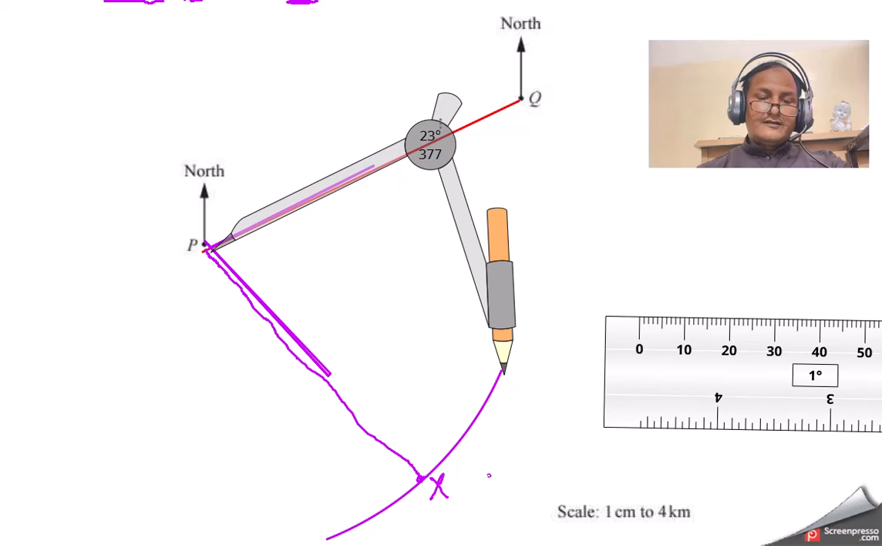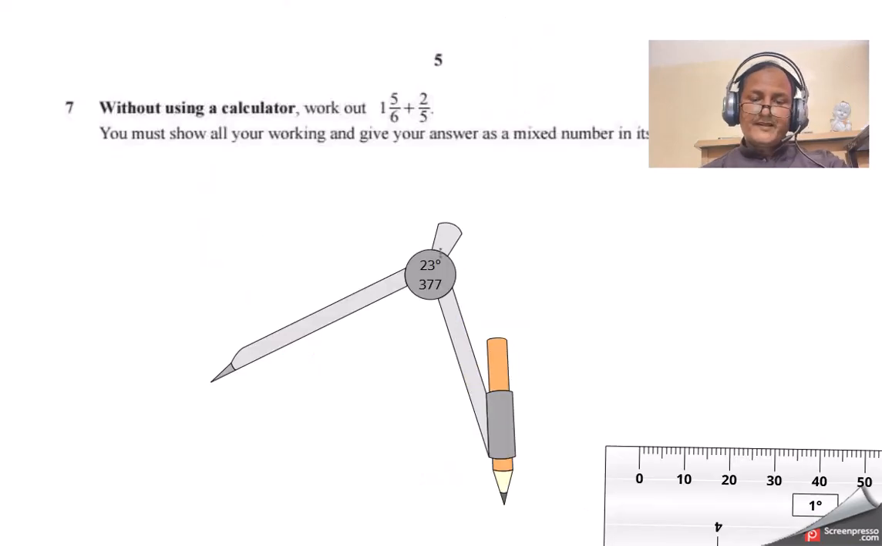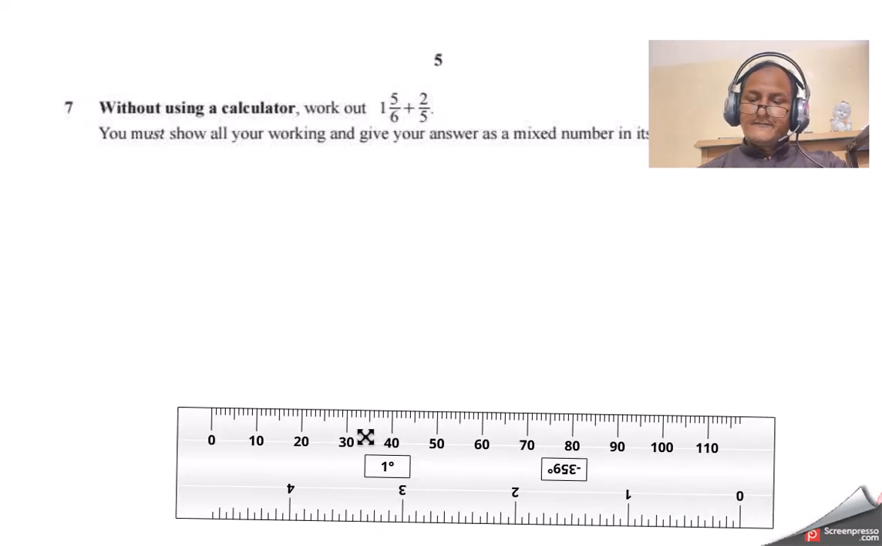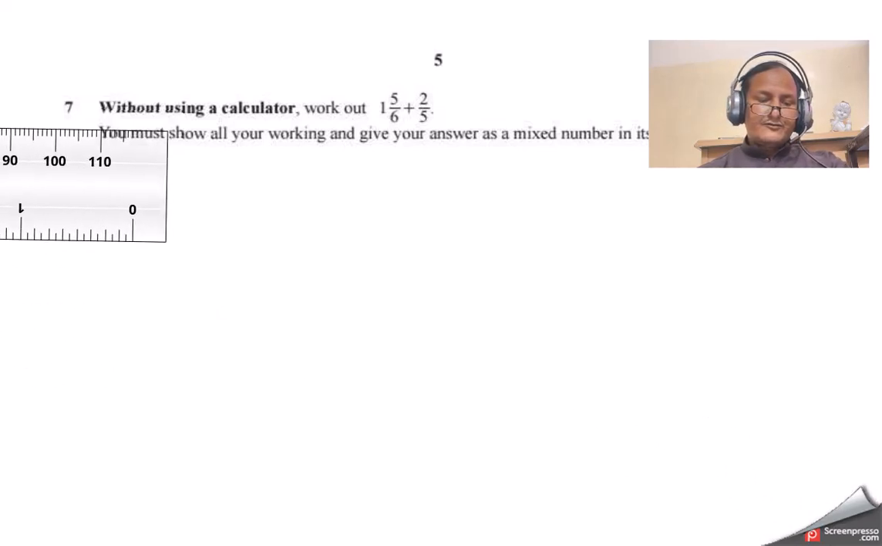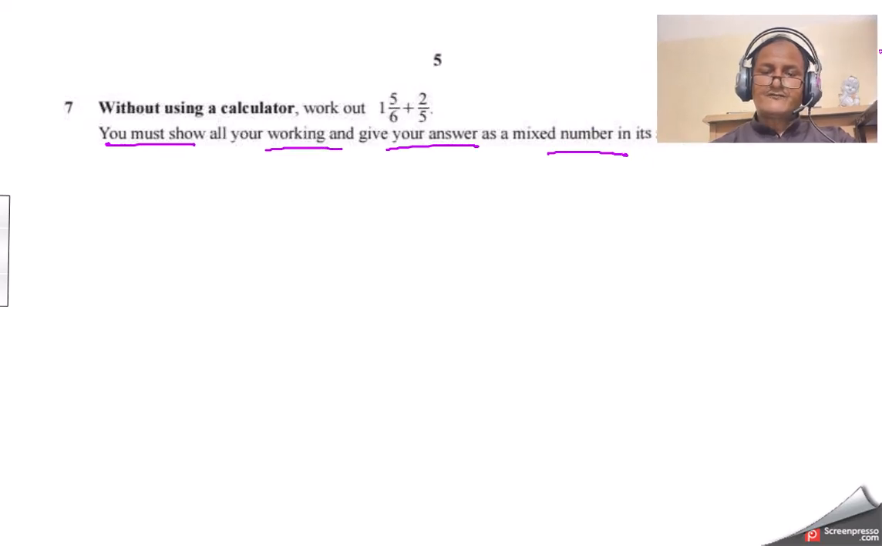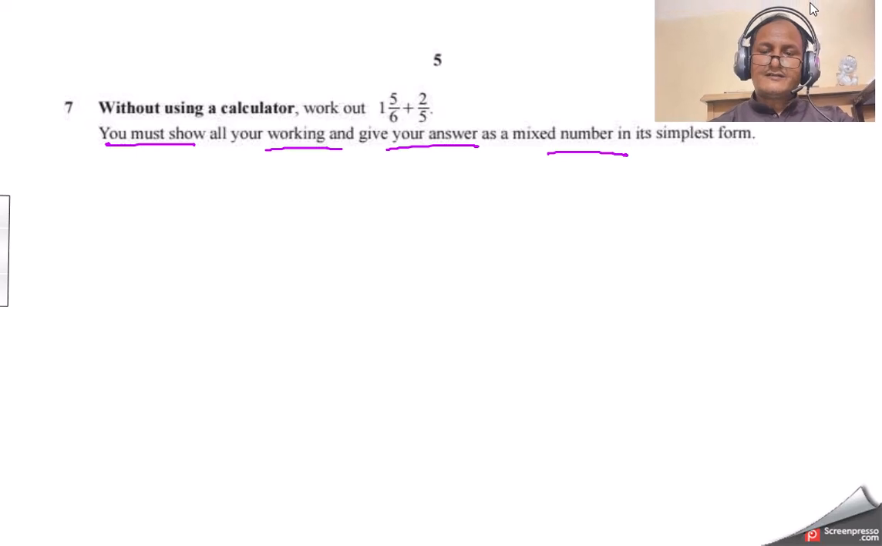Then we have another question here that we're supposed to solve: 1 whole 5 by 6 plus 2 by 5. Show all your working, giving your answer as a mixed number in its simplest form.